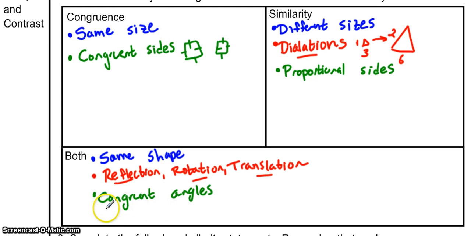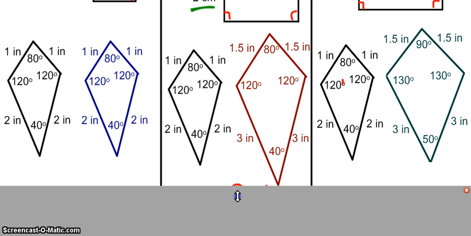On the other hand, both congruent and similar figures have congruent angles, right? The angles have to be congruent from one figure to the next, both with congruent and similar figures. Let's take a look at another place where we might see congruent and similar figures. Right here. These first two, looks like kites, are congruent. These second two kites are similar, and these third two are neither. Let's take a look and just figure out why that is.